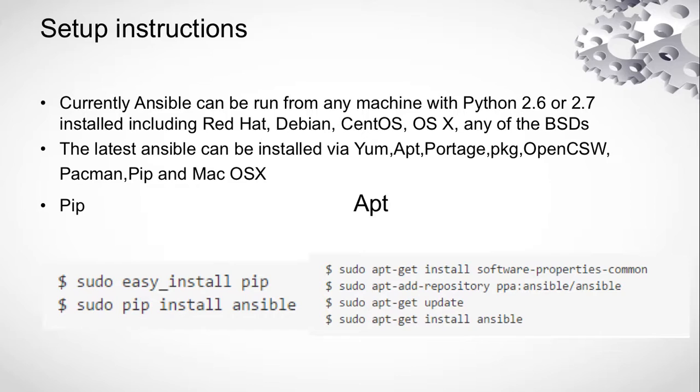Here are some setup instructions of Ansible. Currently, Ansible can be run from any machine with Python installed, including all the systems, except Windows. The latest Ansible can be installed via yum, apt, and many packages. Here are two examples of Ansible installation via pip and apt. As you can see, the commands are very easy.